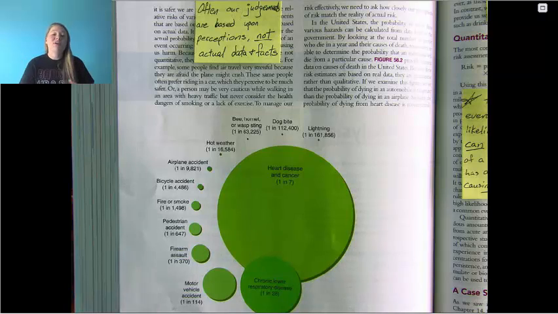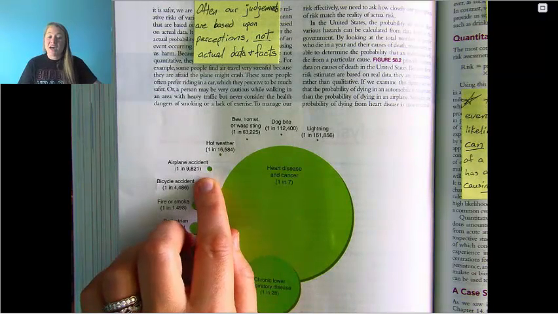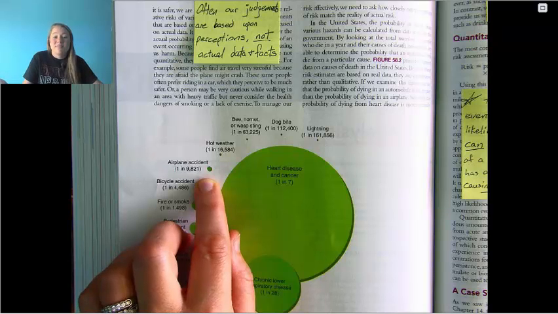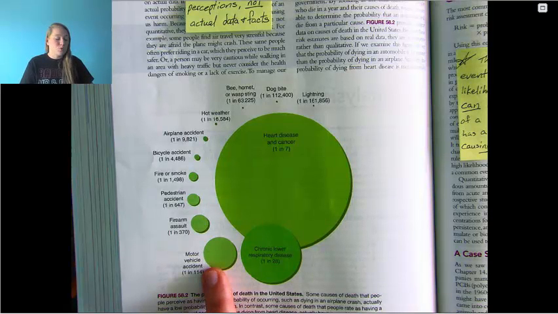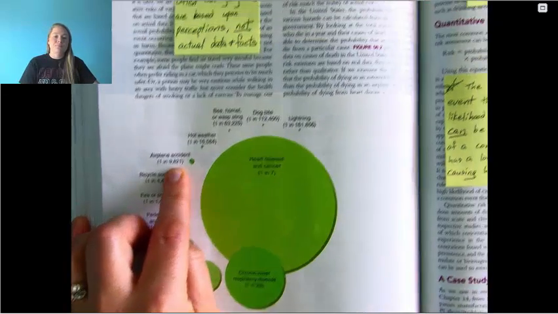Now, if you look at the actual data, the risk of dying in an airplane accident is 1 in 9,821. That's really not that bad. If you look at the risk of dying in a car accident, that's 1 in 114. You are way more likely to get into a car accident than you are to be in an airplane accident.